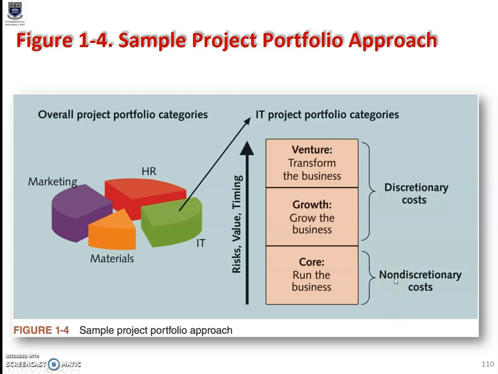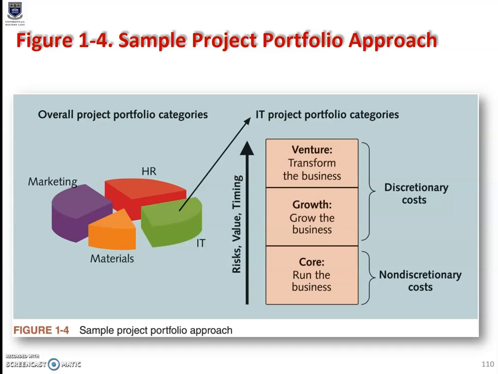So what does this mean? That means that the company has no choice in whether to fund these projects. They must be funded for the company to stay in business. Projects that fall under the venture or growth category are discretionary costs because the company can use its own discretion or judgment in deciding whether to fund them or not.